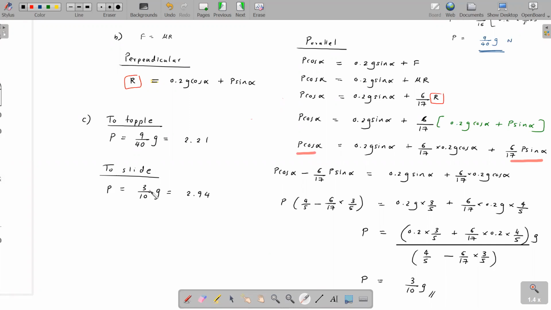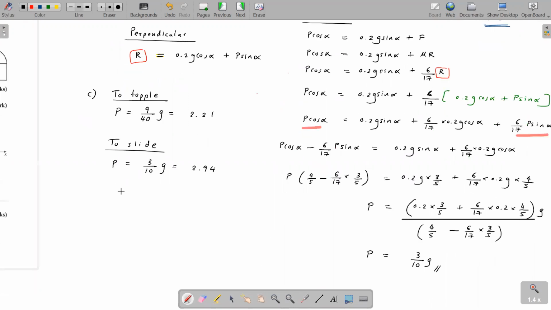So you can quite clearly see that the 3 over 10 is larger. These are the numerical values. So guys, that makes things very clear, right? So you can write here 3 over 10 G is greater than 9 over 40 G. Which means what? Now the thing is, before you reach 3 over 10, you first go through 9 over 40, right guys? So before you reach 2.94, when you are giving the P value, P is an external force that you are giving. So before reaching 2.94, you pass through 2.21. And the moment you go through 2.21, the cylinder will topple. Therefore, you will not go to the phase of sliding. You will end the phase from here.